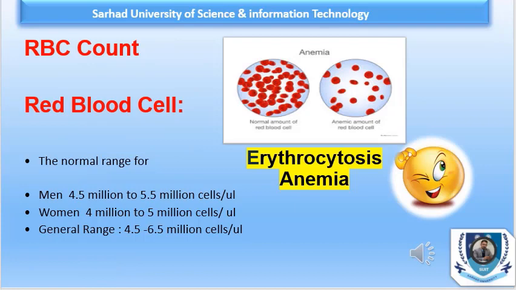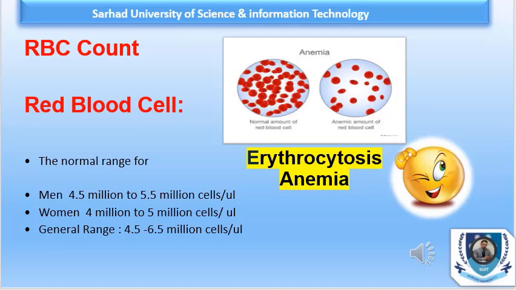The first parameter is RBC, red blood cell, and it's basically the red blood cell count. Red blood cell count is usually carried out as a part of full blood count. Women usually have a lower RBC count, that is 4 million to 5 million cells per microliter, and men have 4.5 million to 5.5 million cells per microliter. Both are different, and sometimes the report gives a range of 4.5 to 6.5 million cells per microliter. This is a general range for both male and female.